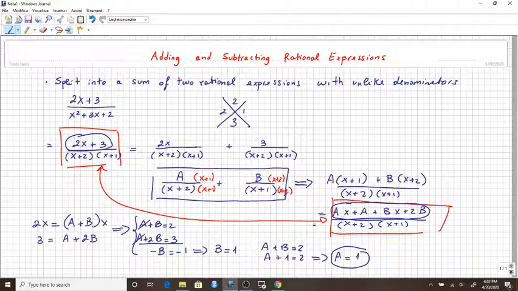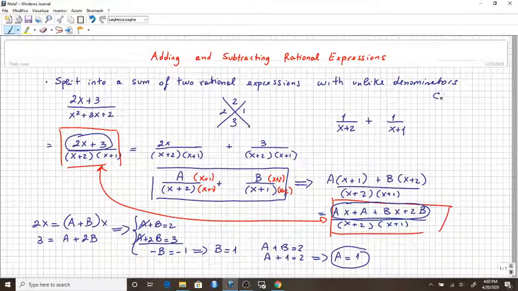Okay, so we found a and b, and therefore this means that I can rewrite this equation. Remember that we wanted to split the expression as a over x plus 2 plus b over x plus 1. So the a and b are both 1, and we can rewrite this as just 1 over x plus 2 plus 1 over x plus 1. Okay? All right, so just to double check that this is correct, let's add them up now.